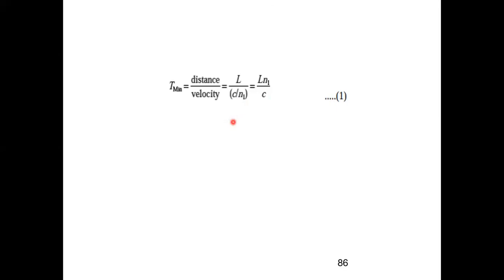So for the extreme meridional ray, I have dictated the sentence. The extreme meridional ray exhibits the maximum delay time T max, which is given by L upon cos theta, and velocity remains the same, C upon N1. So the formula comes out to be L N1.